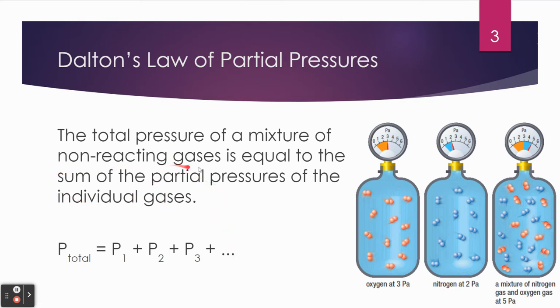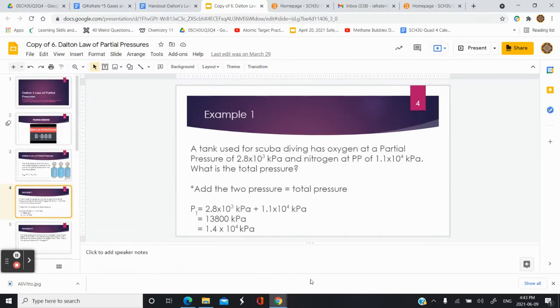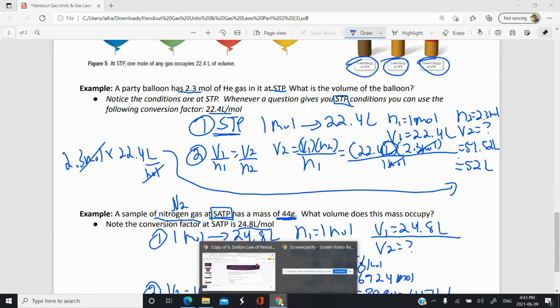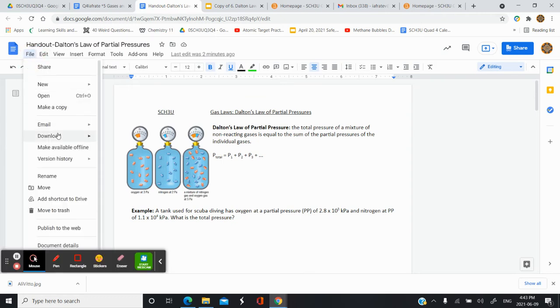It is important that they're non-reacting gases, because if they react, then you technically have fewer particles of gas, for example if they combine together in a synthesis reaction. So let's take a look at what this means for us in some practice problems. Let's go to our handouts, over here for Dalton's law of partial pressure.